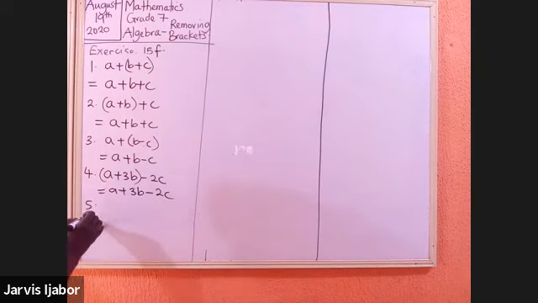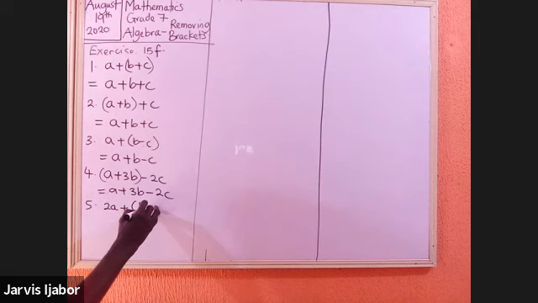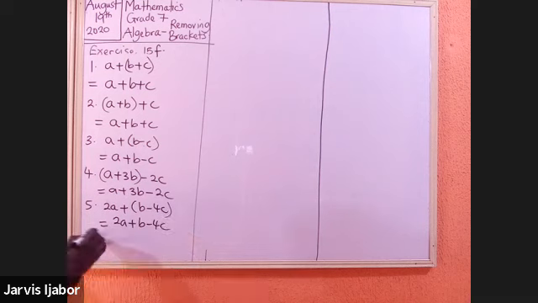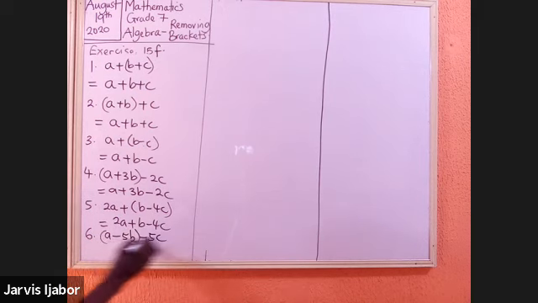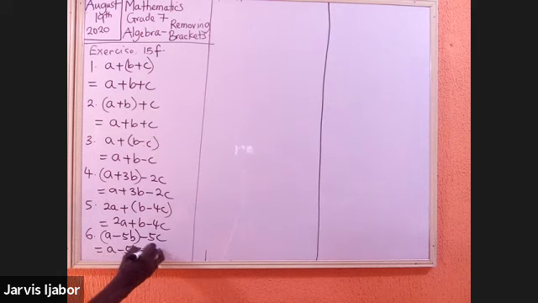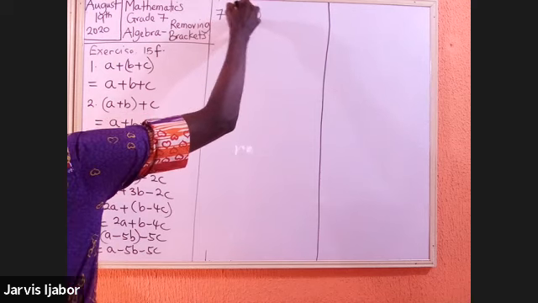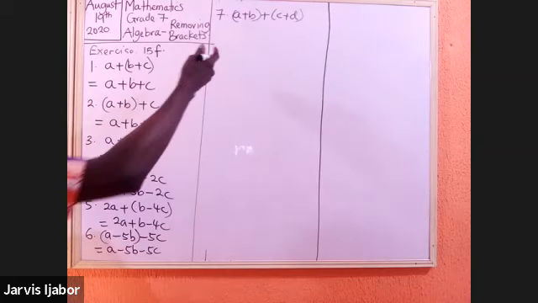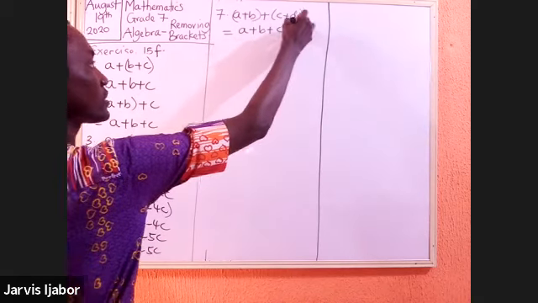Question 5, 2A plus B minus 4C. It will be what? 2A plus B minus 4C. Question 6, A minus 5B brackets minus 5C. That will be A minus 5B minus 5C. Question 7, A plus B plus C plus D. Notice the brackets can leave without anything happening. This will be A plus B plus C plus D.